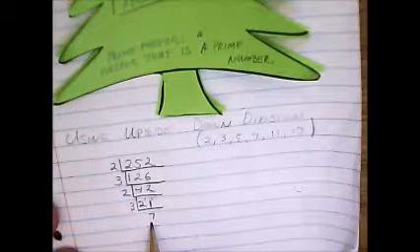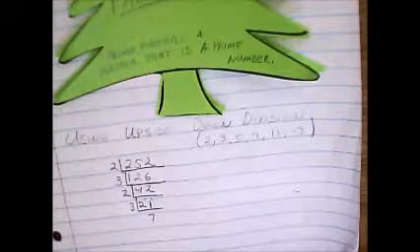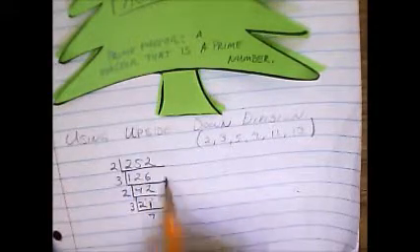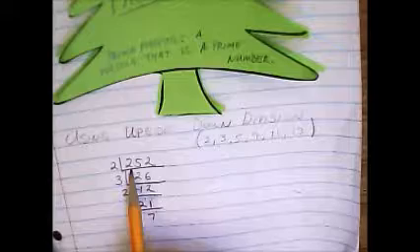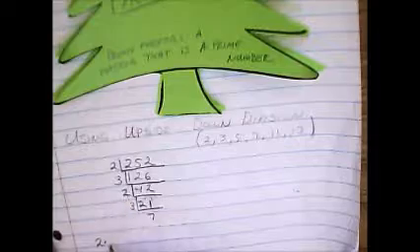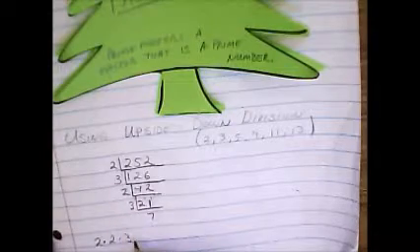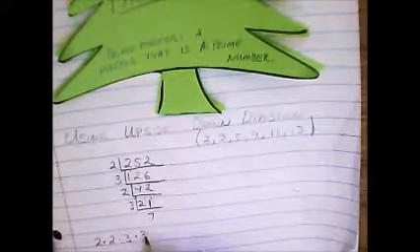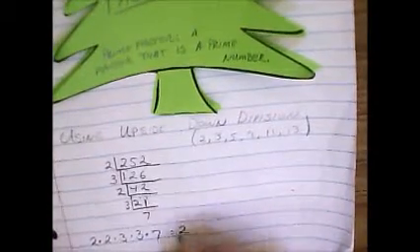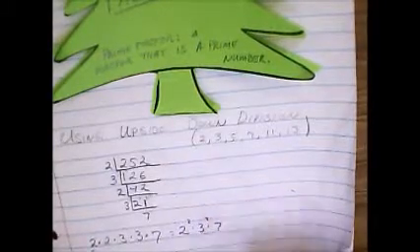Now is 7 prime or composite? I'm finally left with nothing but what? Prime numbers. So if I want to know what the prime factorization of 252 is, it's 2 times 2 times 3 times 3 times, what? Times 7. There it is right there. Or I could write this out as 2 to the what?